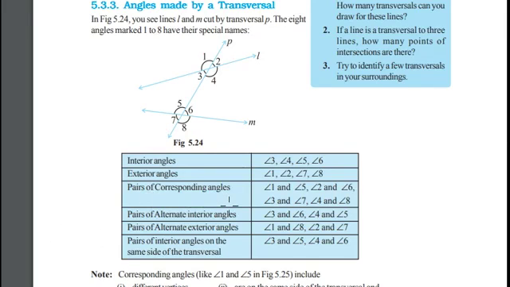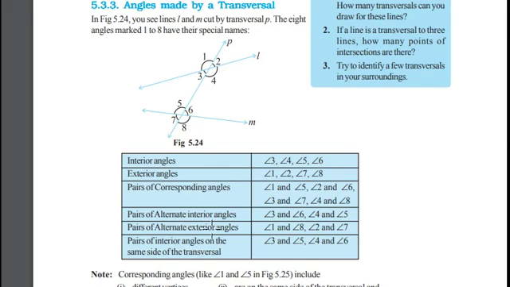Pairs of corresponding angles. Angle 1 and angle 5 are corresponding angles. They correspond to each other. Measure of angle 2 and measure of angle 6 is also a corresponding pair. Similarly, angle 3 and angle 7, angle 4 and measure of angle 8 are examples of corresponding angles.